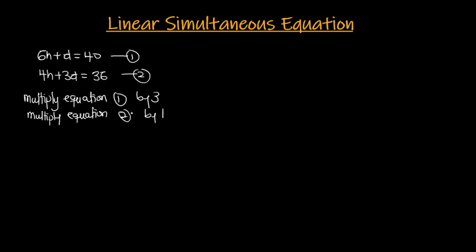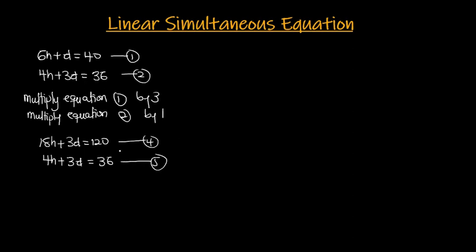So if I multiply equation 1 by 3, I'm going to get 3 multiplied by 6 will give me 18h here plus 3d is equal to 3 multiplied by 40 will give me 120. So you can say this is my equation 4. Then I multiply this equation 2 by 1, it is still going to be the same. So I have 4h plus 3d is equal to 36. You can say this is equation 5.